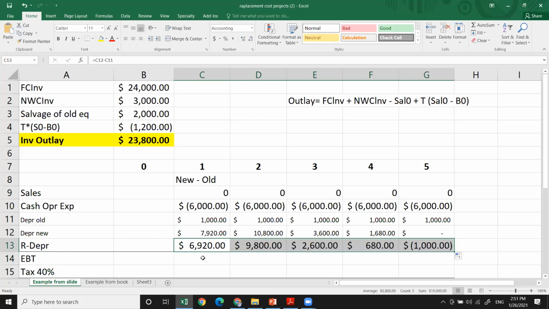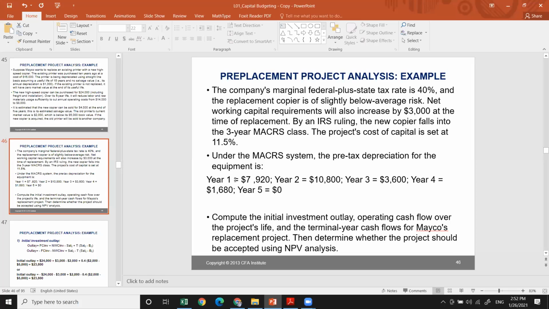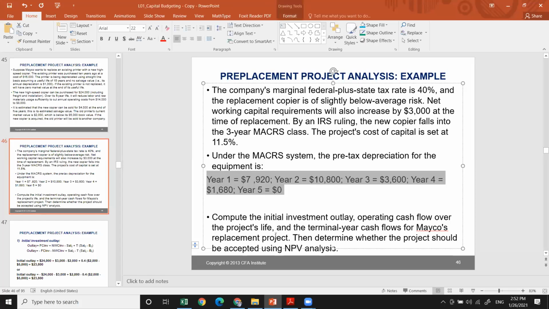Okay, do you have any questions up to this point? Sorry, what does RDEPR mean? It stands for recalculated depreciation. Okay. How did you find new depreciation? Is it given? Yeah, it's given in the slides. In the slide, it says this is the depreciation. In the question, it will be given to you. Okay, it could be straight line or it could be another way around.